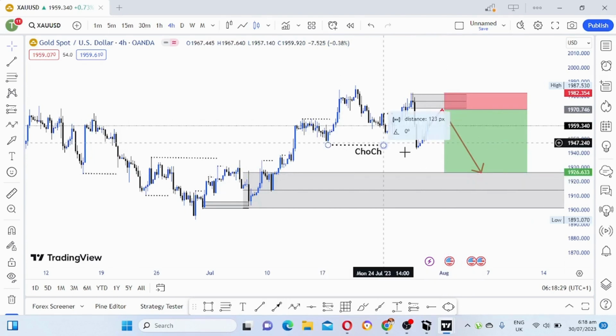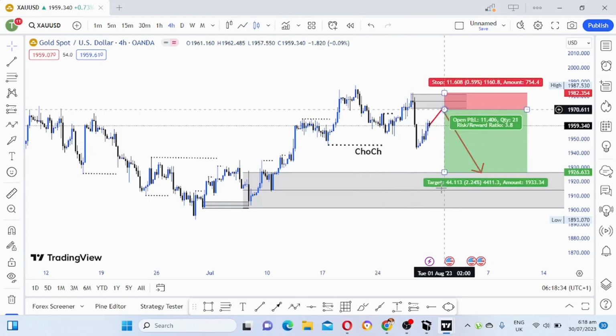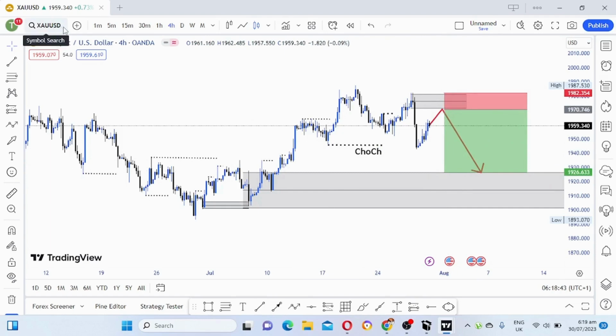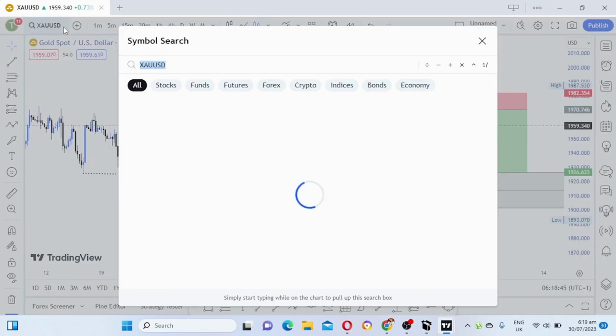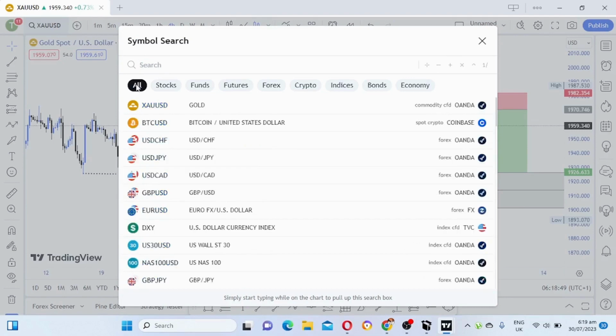So we had a change of character already. As you can see, I'm just waiting for price to pull back and then we sell here, targeting this demand zone. That is where I'm going to buy gold long term. So that's my view on gold. Let's move on to GBP JPY.